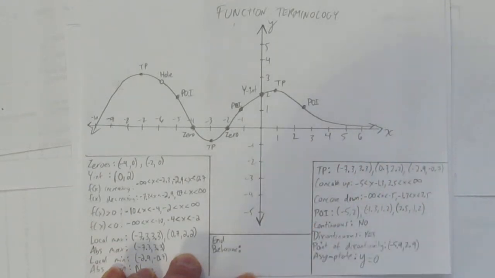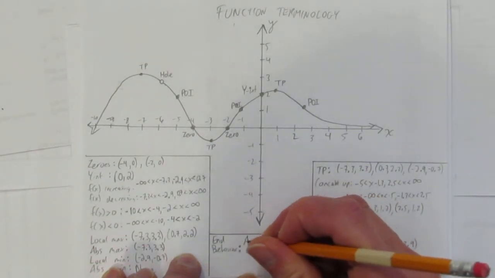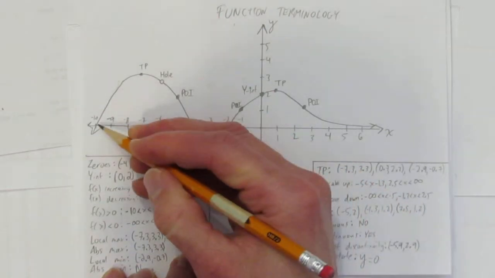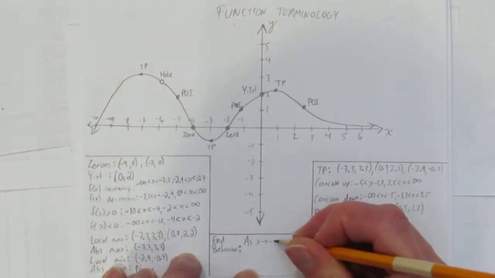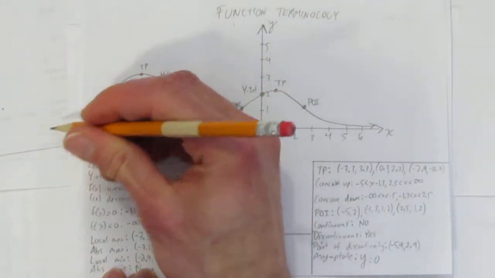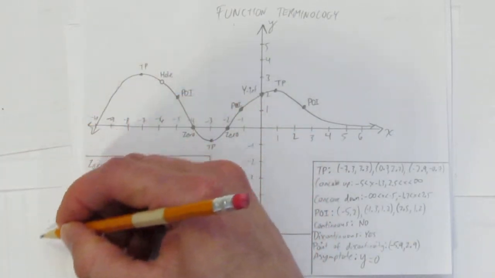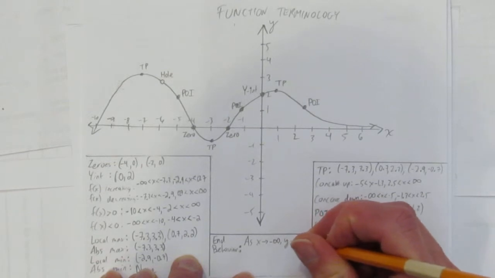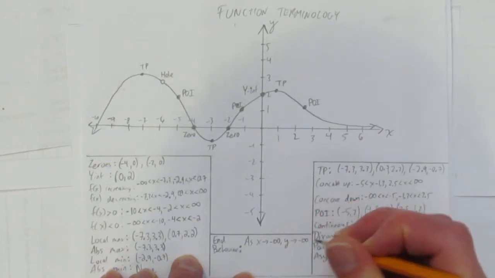And that brings us to our end behavior. We want to say what happens as the function goes left forever and as it goes right forever. So what happens as x goes to -infinity? If you were to keep going left, -100, -1000, -1,000,000, this will keep going down forever. In other words, as x goes to -infinity, y goes to -infinity.